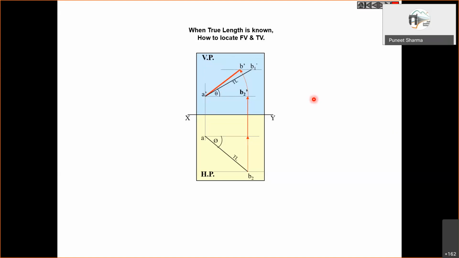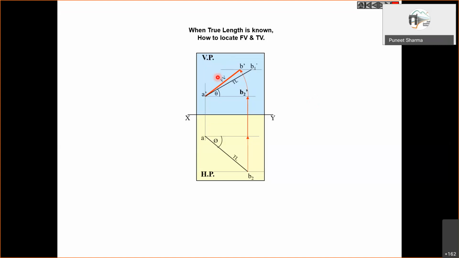That means this A dash B dash will correspond to the line which actually has both the inclinations, theta with the horizontal plane and phi with the vertical plane. So this view A dash B dash will actually fulfill both the conditions.